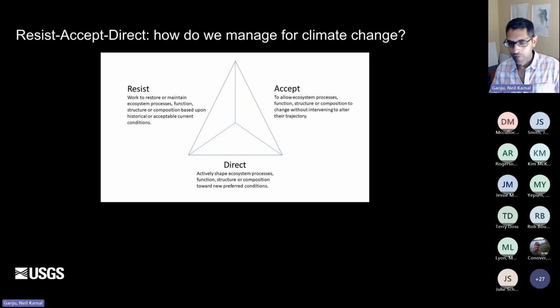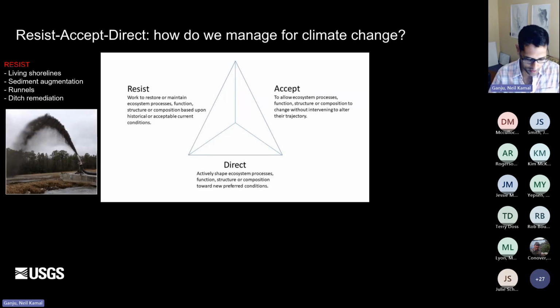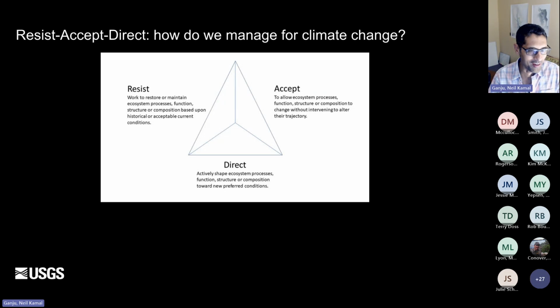Lastly, I wanted to talk about the RAD framework. Again, this isn't anything drastically different than how we think about projects now, but it's a way to frame them. Think also about a given action not necessarily being only in one of these boxes, but thinking about how some actions might be somewhere on the continuum between two of these. You might be accepting something now with the idea that you'll be able to direct it later, right? So there's a time component in this as well as spatial.